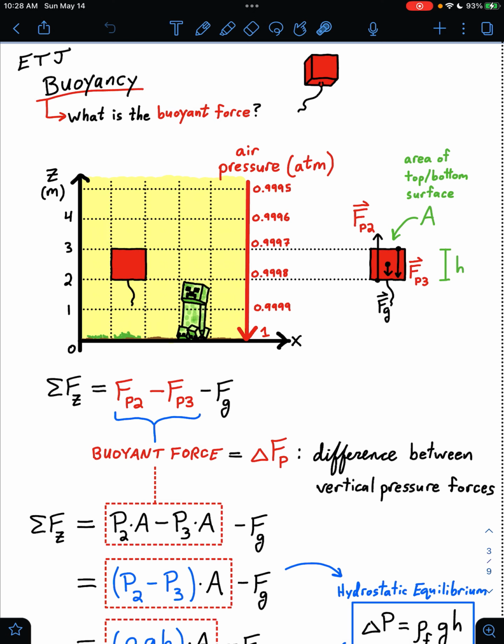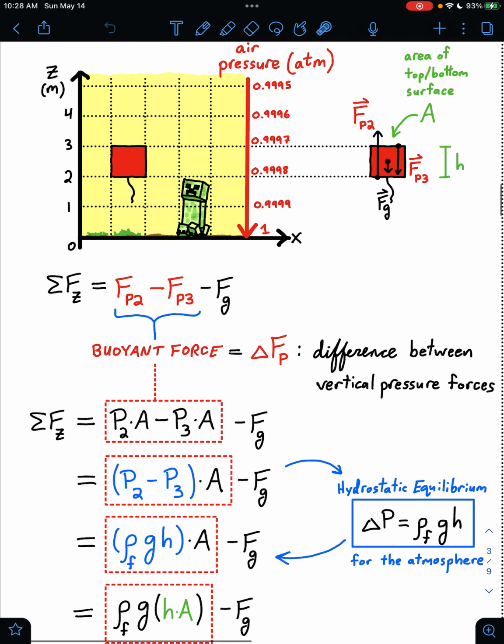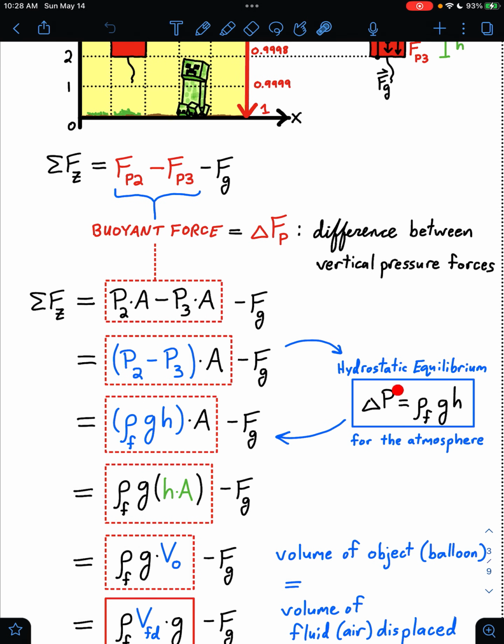Let's simplify this expression a bit. Since the top and bottom of the balloon have the same cross-sectional area A, same surface area A, we'll pull that out, and we get here the difference between pressures above and below the balloon. And from our principles of hydrostatic equilibrium, we know that the difference in pressure over a certain height in a fluid is related to the density of the fluid and little g via this expression. So let's replace that difference between pressures above and below the balloon with the density of the surrounding fluid, the air, times g times h, the height of the balloon.